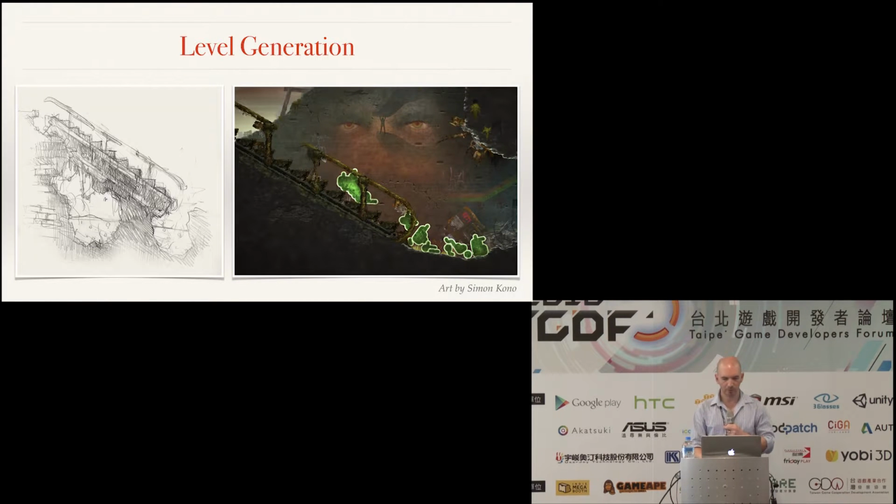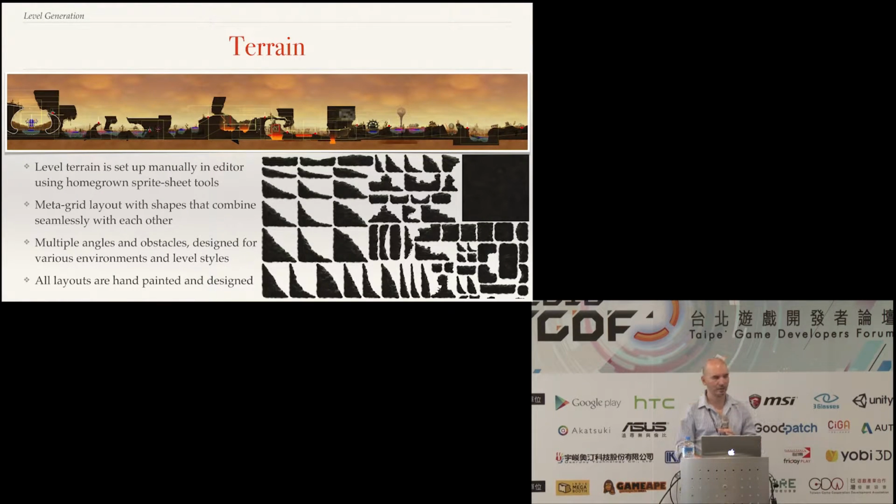All right, let's go into level generation. So the terrain is set up manually in the editor, and this was a choice that me and Simon, the artist, made very early in the production. We wanted to hand paint everything. There are more interesting tools coming out every day to create very rich levels, but we wanted this control. So we use a technique we call metagrid with shapes that combine seamlessly with each other, and I'll show how. There are multiple angles and obstacles designed for various environments, and it's all hand designed and painted.